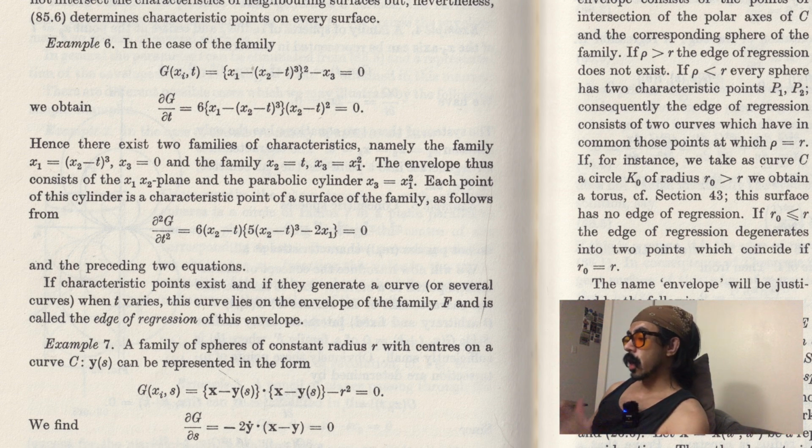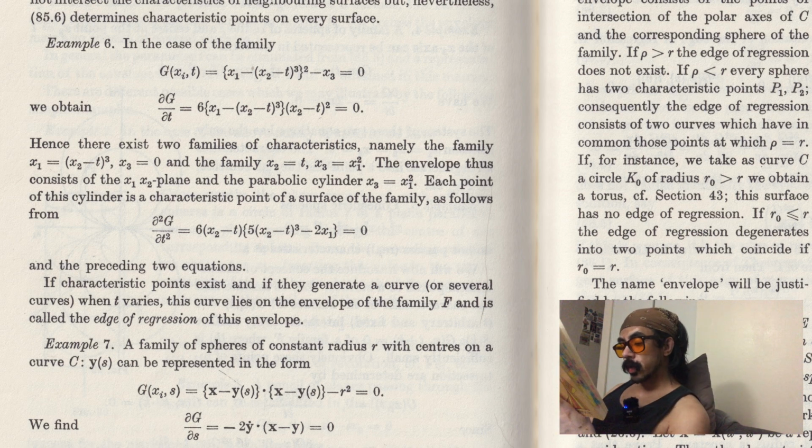Hence there exist two families of characteristics, namely the family where x₁ = (x₂ − t)³ and x₃ = 0, and the family where x₂ = t and x₃ = x₁². The envelope thus consists of the x₁, x₂ plane and the parabolic cylinder x₃ = x₁². Each point of this cylinder is a characteristic point of a surface of the family, as follows from ∂²g/∂t² = 6(x₂ − t)(5(x₂ − t)³ − 2x₁) = 0 and the preceding two equations.